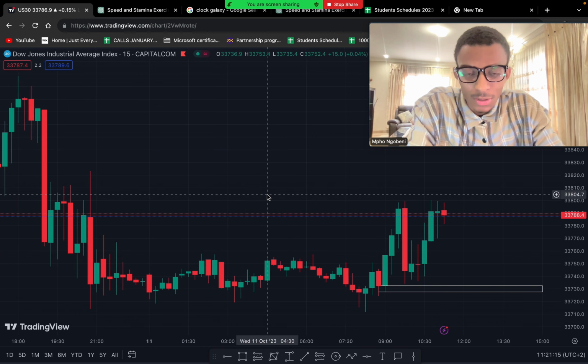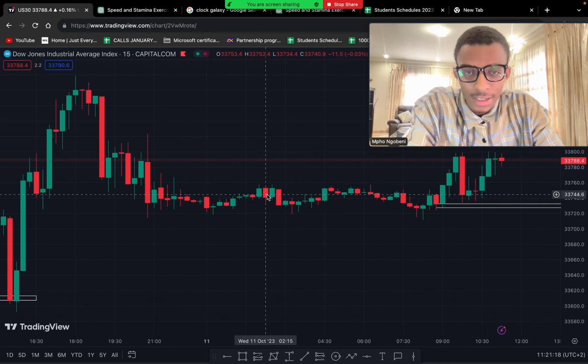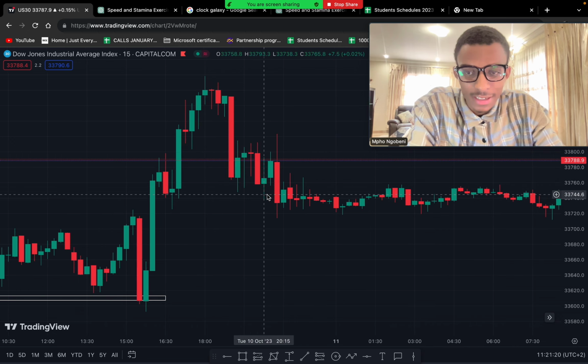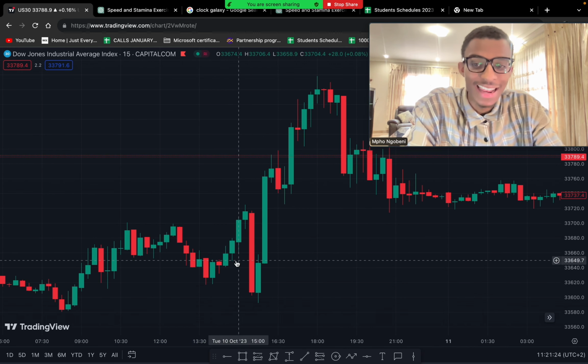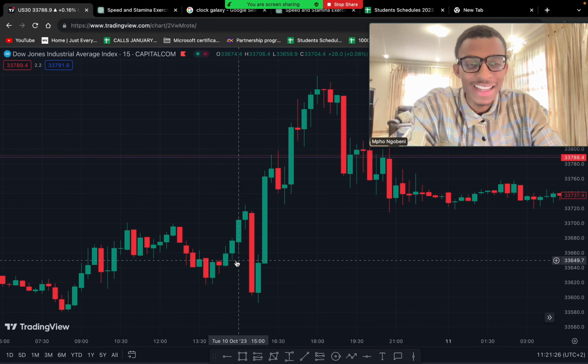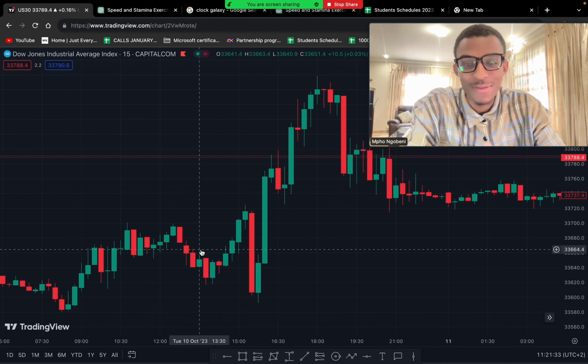Okay, so this strategy works very easily. We're going to be using the morning session, which is the London session, to give us an entry for the New York session. This is how the market has currently been moving, so we're just going to take advantage of that.